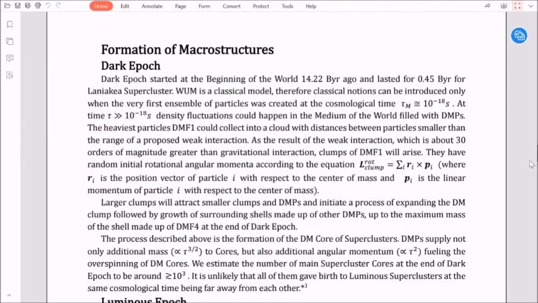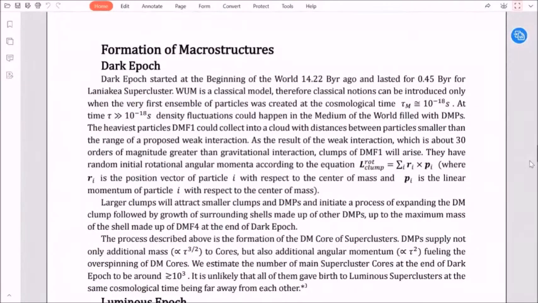At time much longer, density fluctuations could happen in the medium of the world filled with dark matter particles. The heaviest particles, DMF1, could collect into a cloud with distances between particles smaller than the range of a proposed weak interaction. As a result of the weak interaction, which is about 30 orders of magnitude greater than gravitational interaction, clumps of DMF1 will arise. They have random initial rotational angular momentum according to the equation, where Ri is the position vector of particle i with respect to the center of mass, and Pi is the linear momentum of particle i with respect to the center of mass.